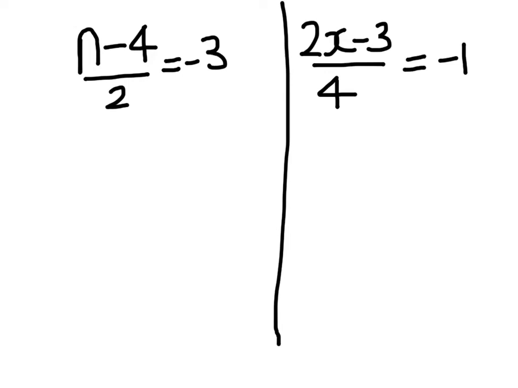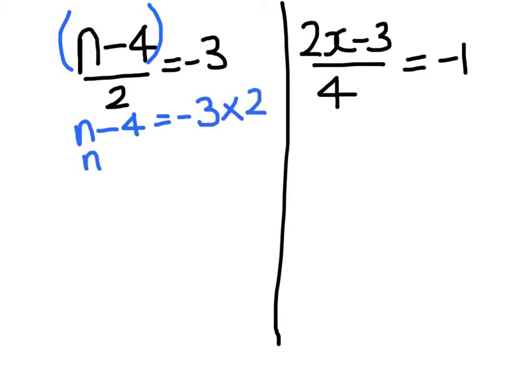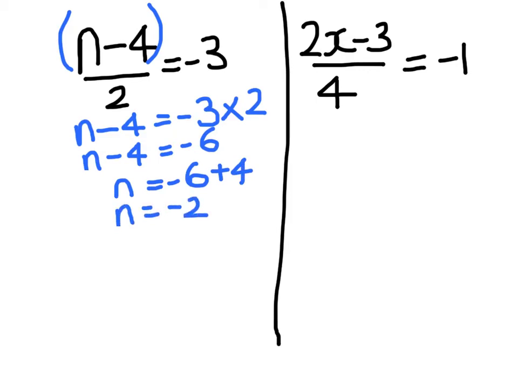Okay, let's see what I'm going to do here. I'm going to put a bracket around this. And now I'm going to do change the side, change the operation. So it's going to be minus 3 times 2. So n minus 4 equals minus 6. Next, change the side, change the operation. I'm going to move that. n equals minus 6 plus 4. On my number line that gives me minus 2.